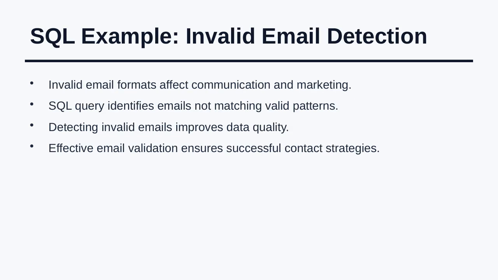Invalid email formats can cause real problems for communication and marketing efforts because messages may never reach their intended recipients. By using SQL queries to identify emails that don't match valid patterns, we can catch these issues early and improve the overall quality of our data. This kind of email validation is crucial because it helps ensure that contact lists are accurate and reliable, which in turn supports more effective outreach campaigns and reduces bounce rates.